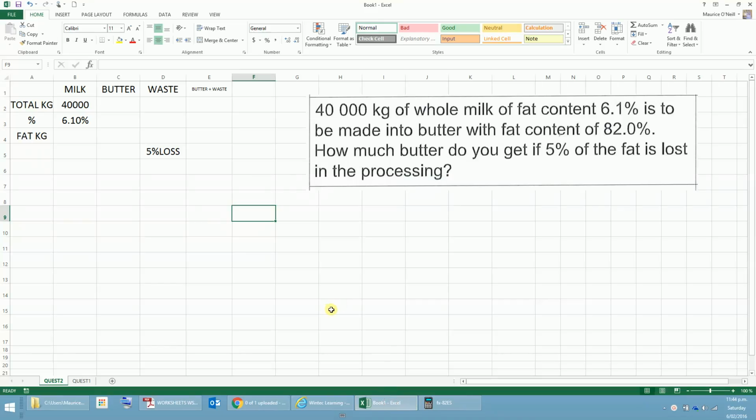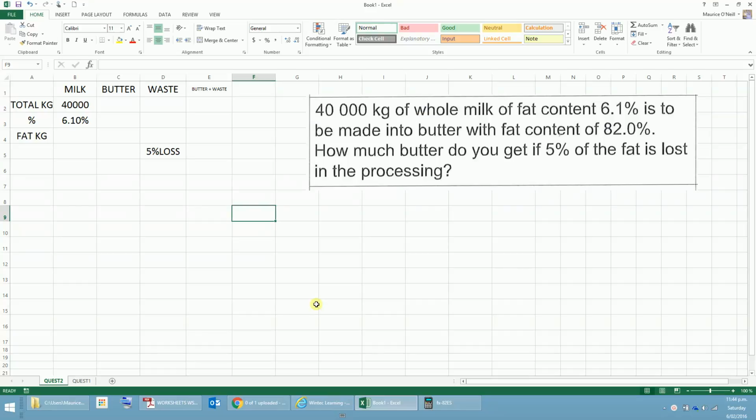So here's our question. 40,000 kilograms of whole milk with a fat content of 6.1% is to be made into butter with fat content of 82%. How much butter do you get if 5% of the fat is lost in the processing?